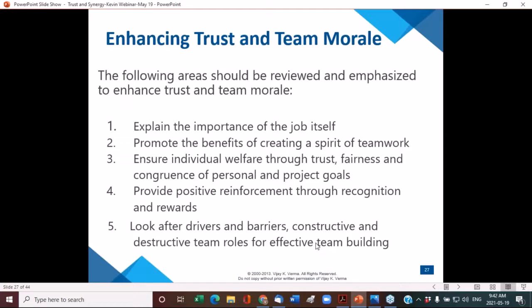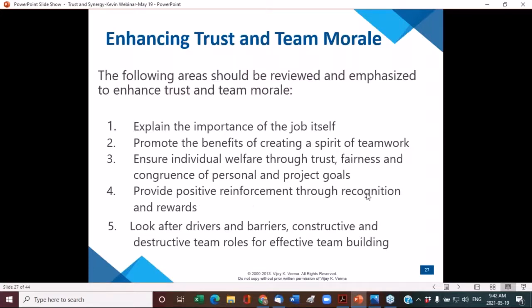Enhancing trust and team morale. When you are really trying to do this in a project environment, for example, it is very important to explain to them the importance of the job itself. Why is it so important? Why I need to trust you in order to put in your 110% to have a good quality. Promote the benefits of creating a spirit of teamwork.